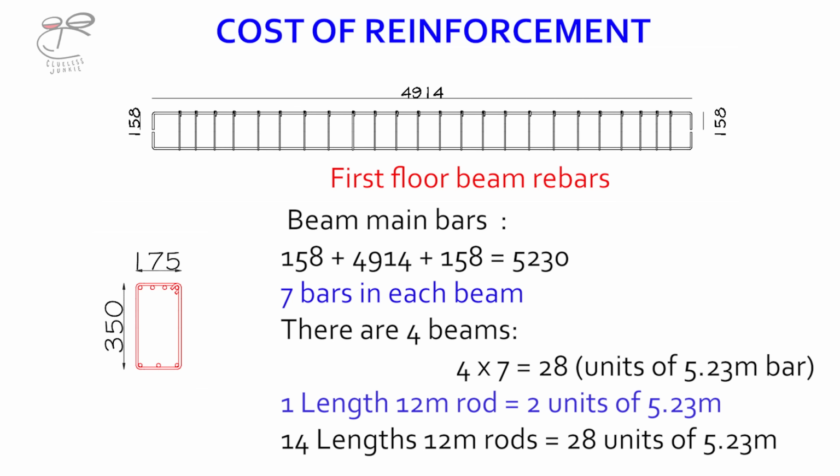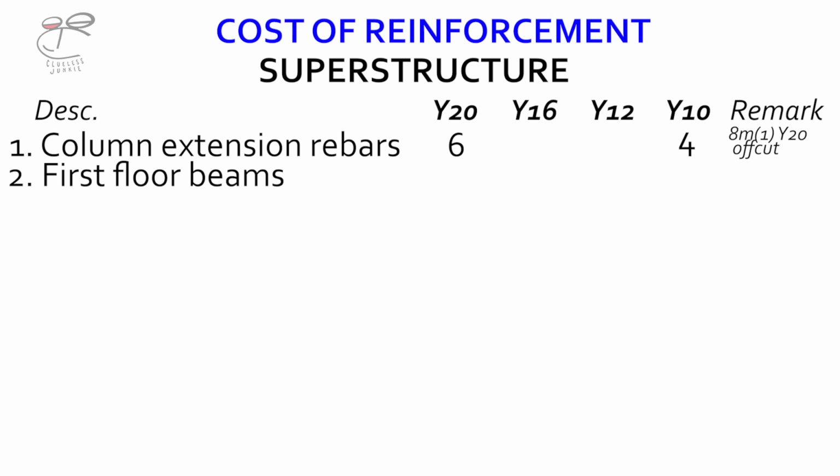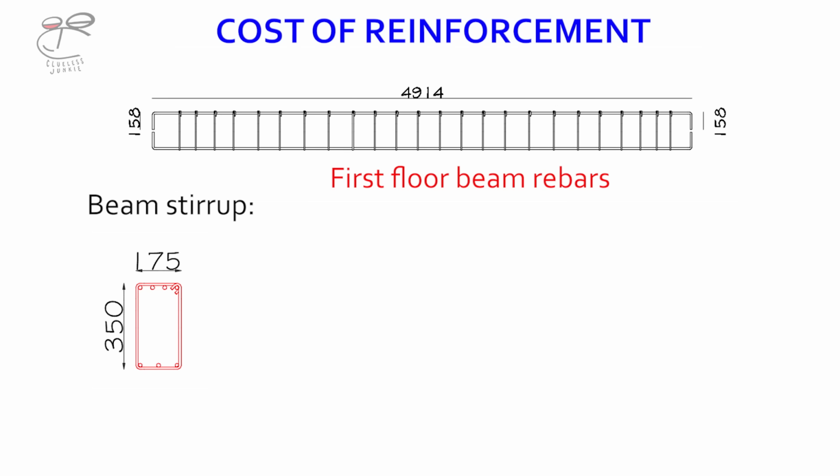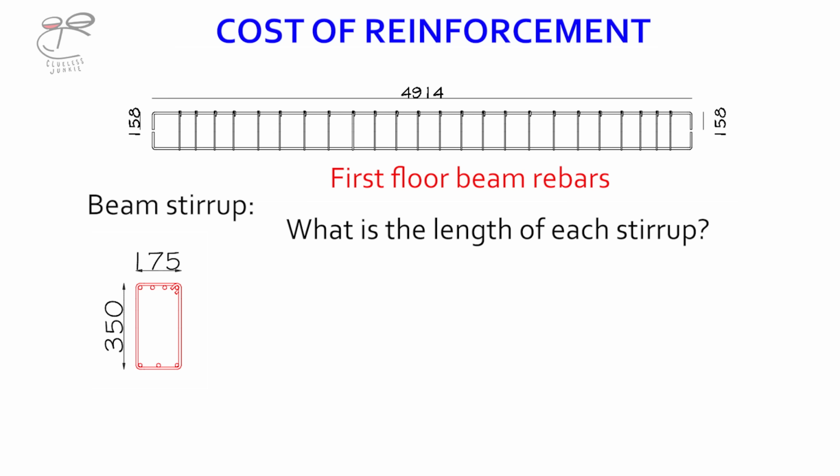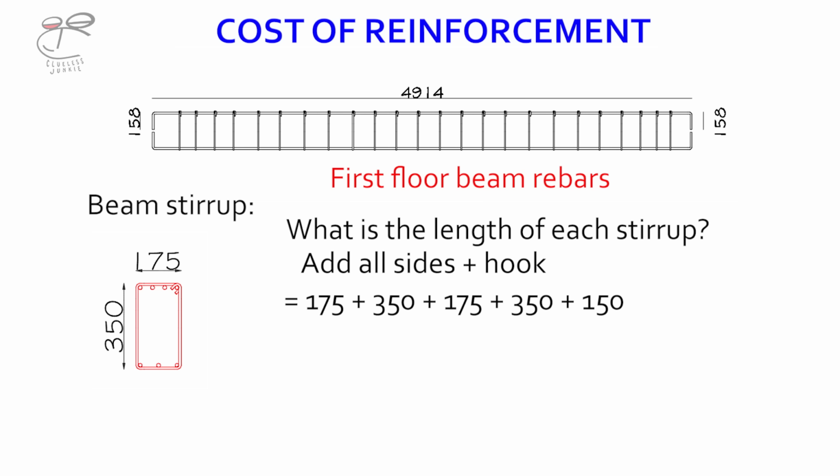So we can go to the list and specify 14 lengths of Y16 for the beam bars. There's going to be 1.54 meter of cuts left after that is done. So what is the length of each stirrup for the beam? From the drawings we have, we can take the values and add those up, and that gives 1.2 meter.